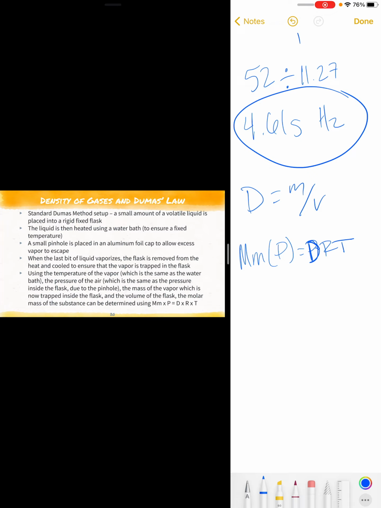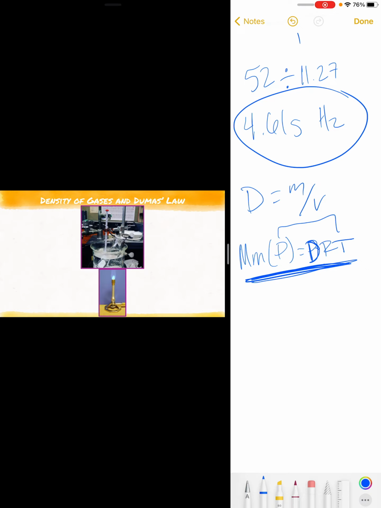The standard Dumas method setup involves a small amount of volatile liquid in a rigid fixed flask. The liquid is then heated using a water bath so that we know the temperature. A small pinhole is placed in aluminum foil to help some vapor escape. When the last bit of liquid vaporizes, the flask is removed from the heat and cooled so that the vapor is trapped inside the flask. Using the temperature of the vapor, which is the same as the water bath, the pressure of the air, which is the same as the pressure inside the flask, the mass of the vapor, which is now trapped inside, and the volume of the flask, the molar mass of the substance can be determined using this formula. So if we have those four things, we can figure out the molar mass of a compound.